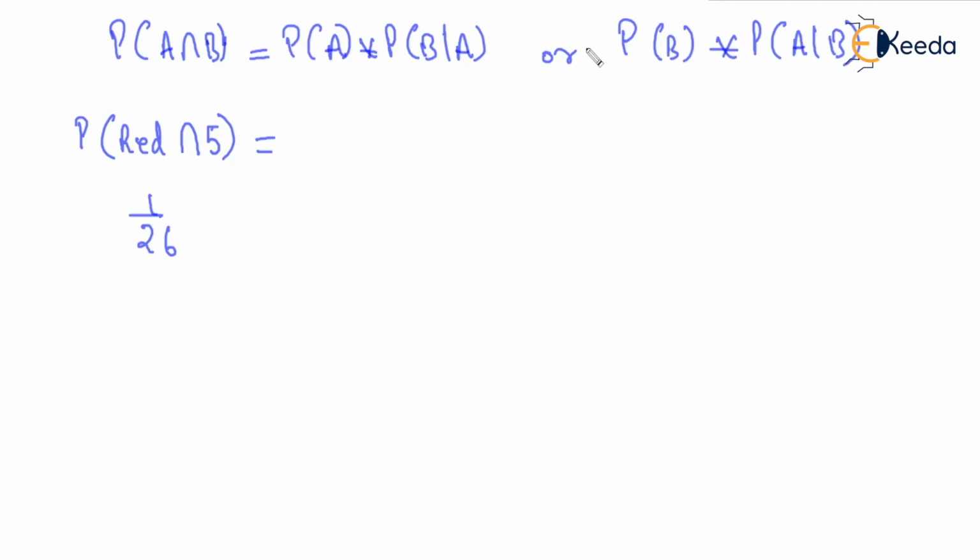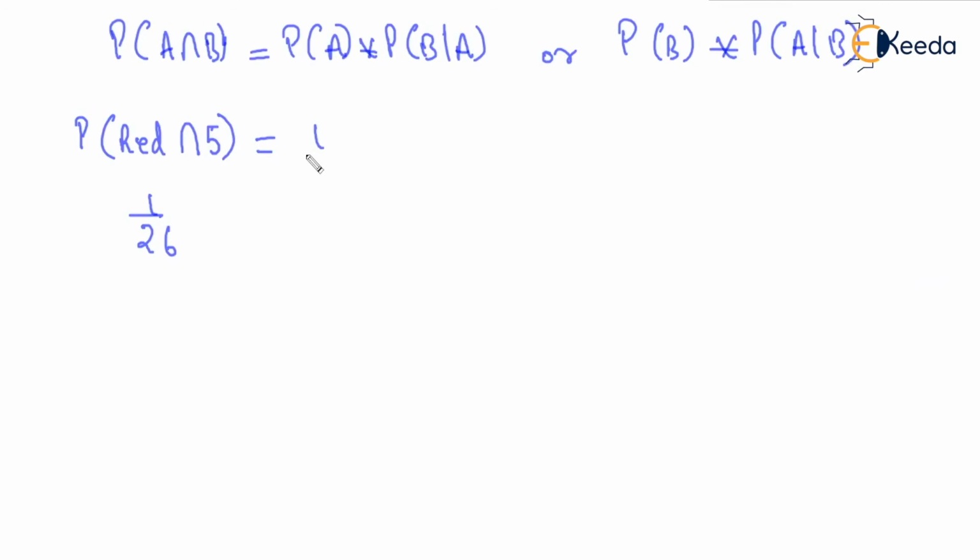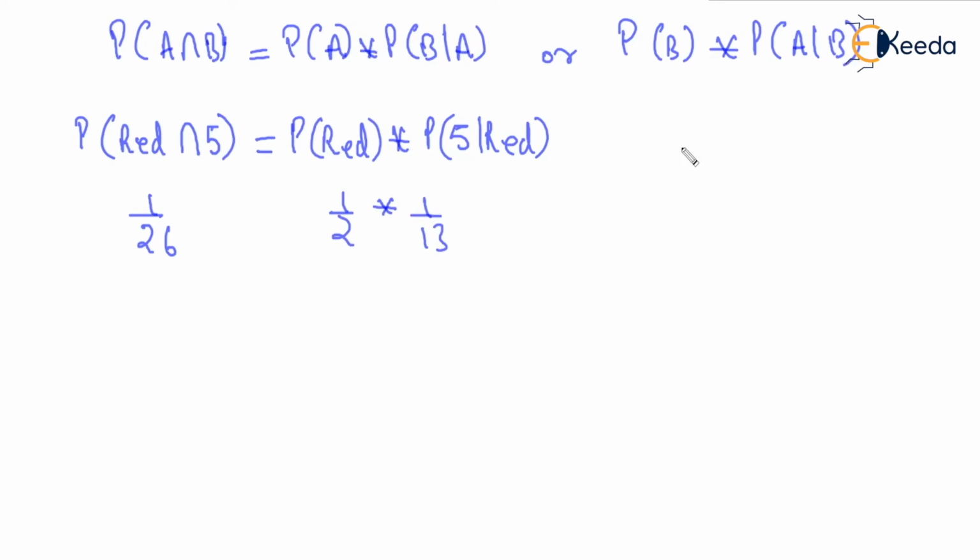A into B given A. So this is probability of red, which is 1 by 2, into probability of 5 given the card is red, so 1 by 13. So probability of red into probability of 5 given red is 1 by 2 into 1 by 13. Again, this is also 1 by 26 only.